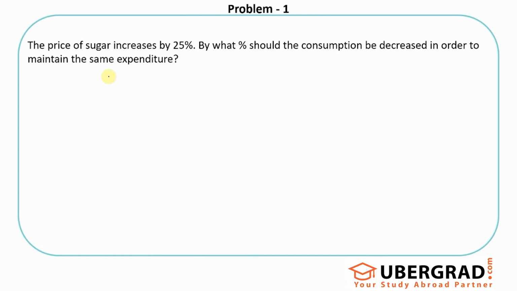For example, here it says the price of sugar increases by 25%. By what percent should the consumption be decreased in order to maintain the same expenditure? The total has to be the same. That's what the question is saying. Let's take this. Price into quantity consumed is equal to total expenditure.